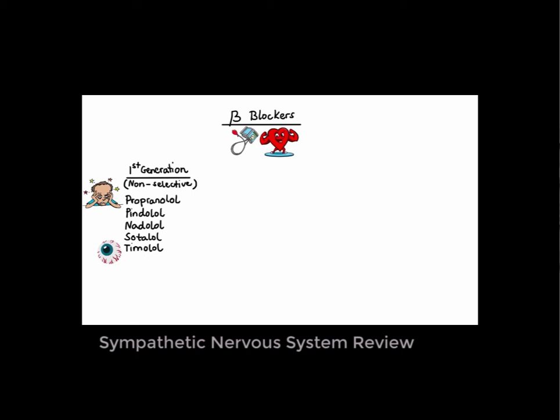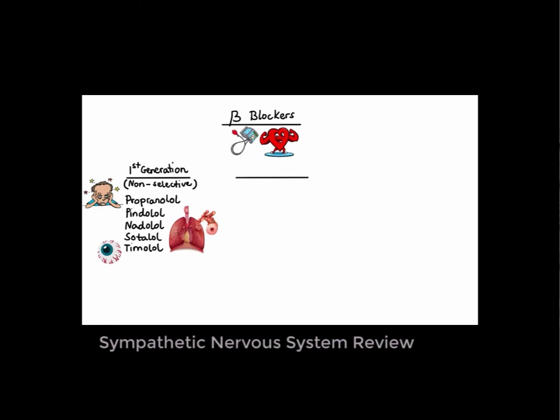However, all that being said, let's not forget about blockade of beta-2 receptors by these non-selective agents. And as you may recall, beta-2 receptors are predominant in lungs, so their blockade can actually lead to bronchoconstriction. For this reason, these non-selective beta blockers are not recommended in patients with COPD or asthma.